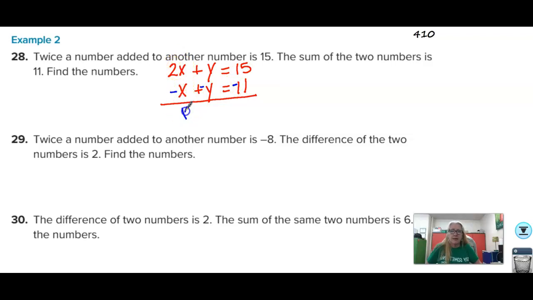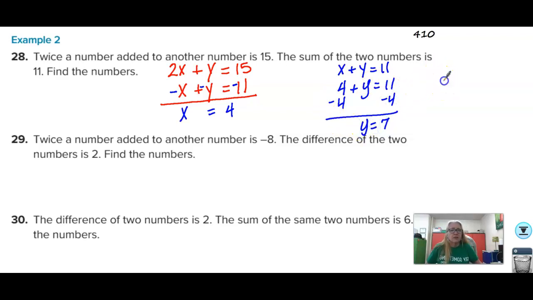2x minus x is x. The y's drop out, and 15 plus negative 11 is 4. So now I know x is 4. Well, I can use either of these equations to find out what y is, and I'm going to use the one x plus y equals 11, which was the original version of this one. I'm going to put 4 in for x. And then to get y by itself, I subtract 4 from both sides. And that gives me y is 7. So my solution to this one is 4, 7. X and then y. Isn't that fun?